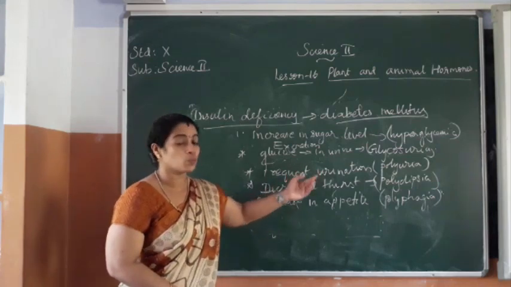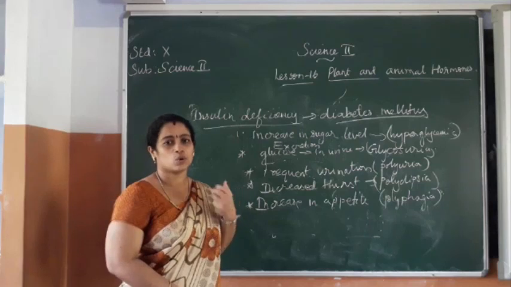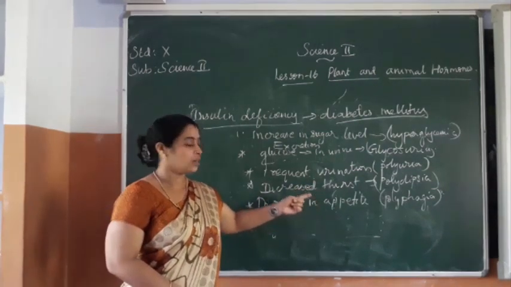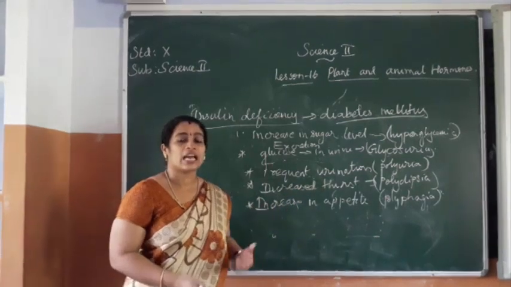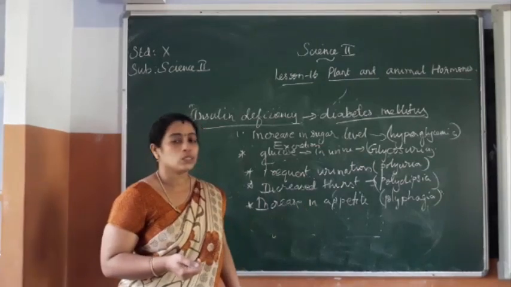That condition is known as polyuria. Next one, increased thirst. The person will be having more thirst than a normal person. That condition is known as polydipsia. And the increase in appetite, hunger. The person will be more hungry. That condition is known as polyphagia.